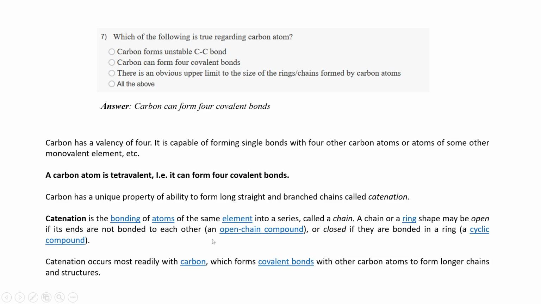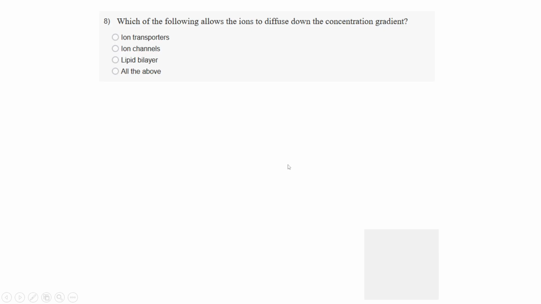Open or closed chain, they can be both kinds of chains. So catenation basically can form with carbon, which forms covalent bonds, or any other element which forms covalent bonds, and it makes a single chain molecule. That is the process known as catenation. So if you come across this term, that carbon can make catenation, you need to know what catenation is. That can also be helpful to answer the question.